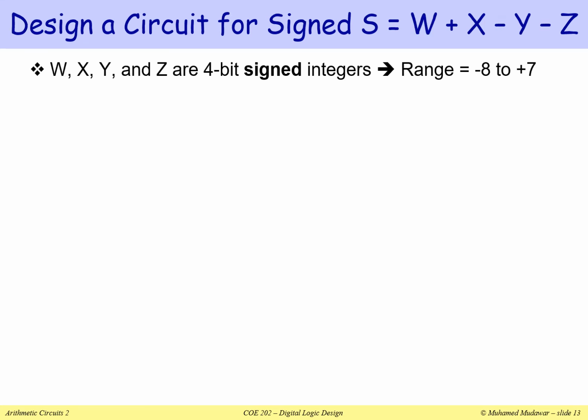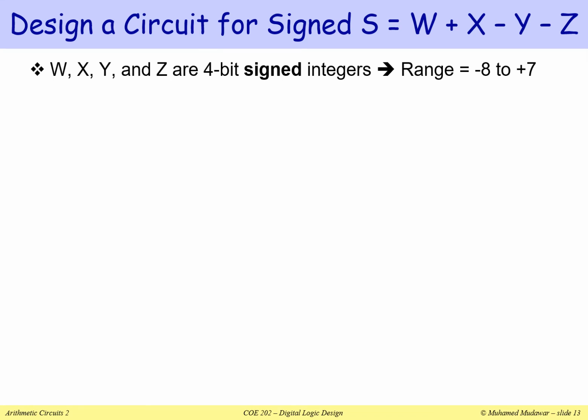Next, let us design a circuit that can calculate the sum W plus X minus Y minus Z. Now, in this circuit, my inputs are signed integers, so the range is from -8 to +7. So we can always look at what is the minimum and what is the maximum and what is the range, and how many bits I need to represent the final sum.